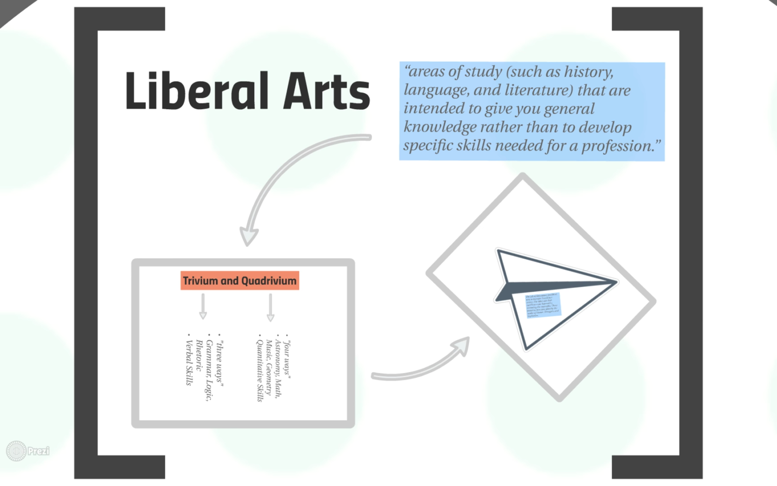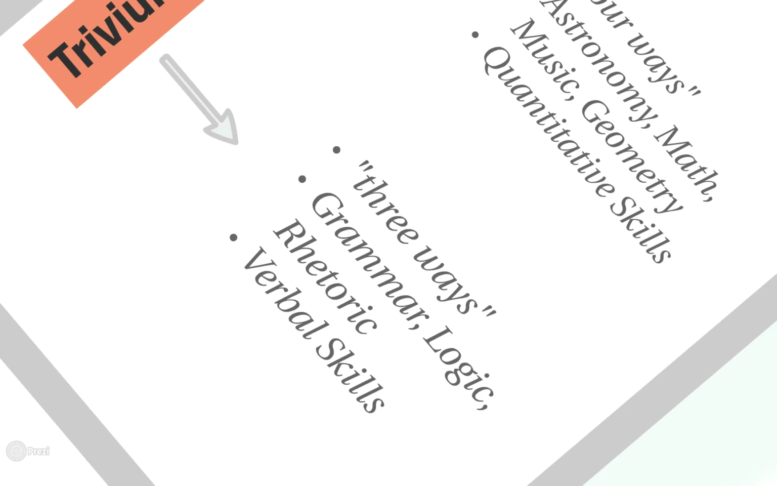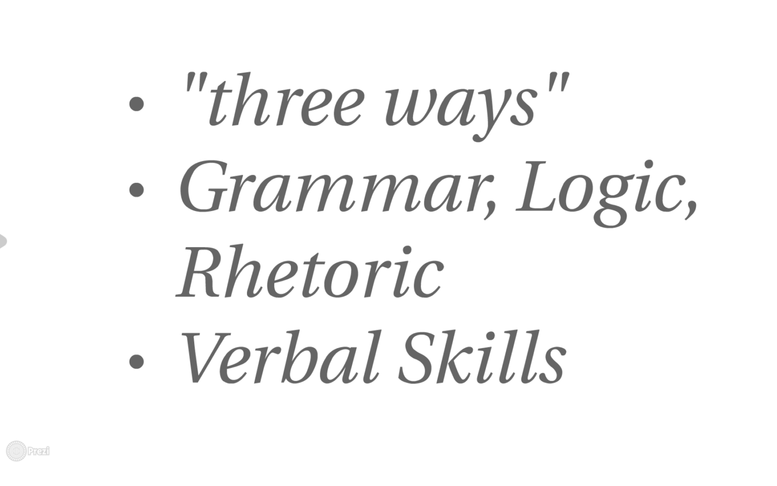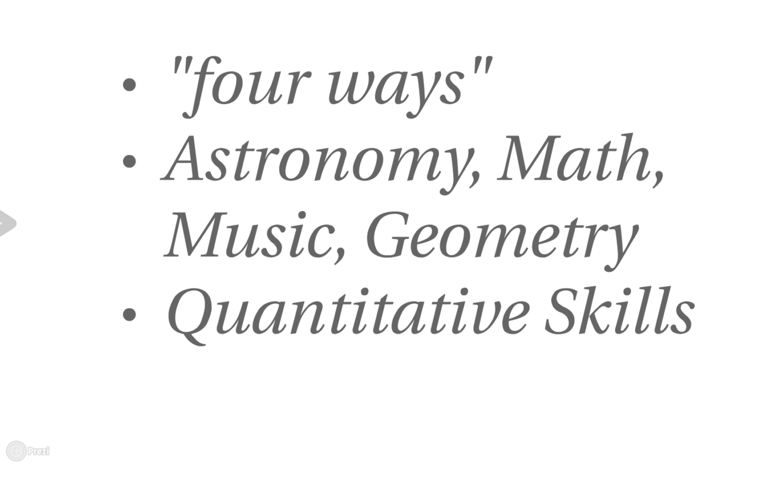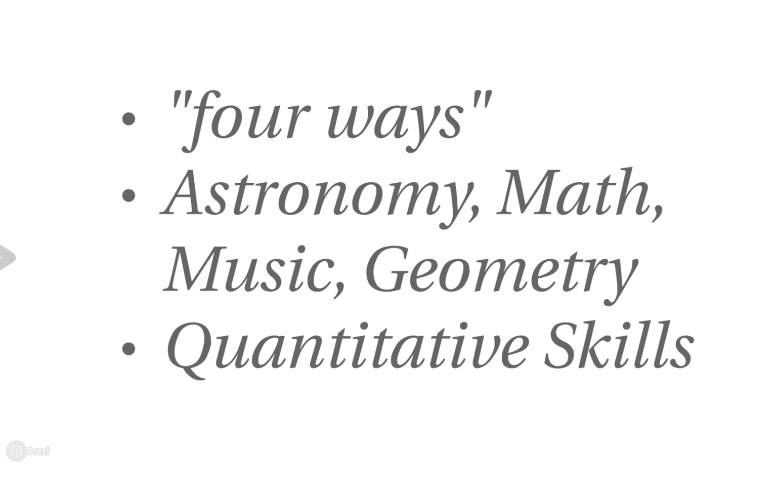Now, during the time period of Greece and Rome, two main concepts explained education: the trivium and the quadrivium. Now, the trivium literally means the three ways, and it talks about the stages that one goes through when studying: the grammar, logic, and rhetoric stages. It focuses on the verbal skills or the ability to articulate the knowledge that you have.